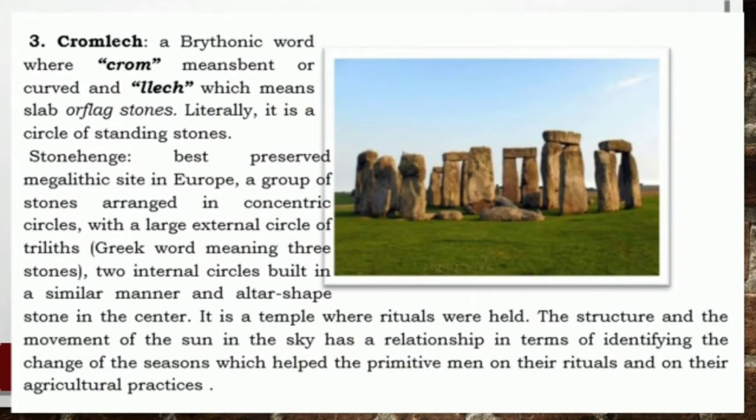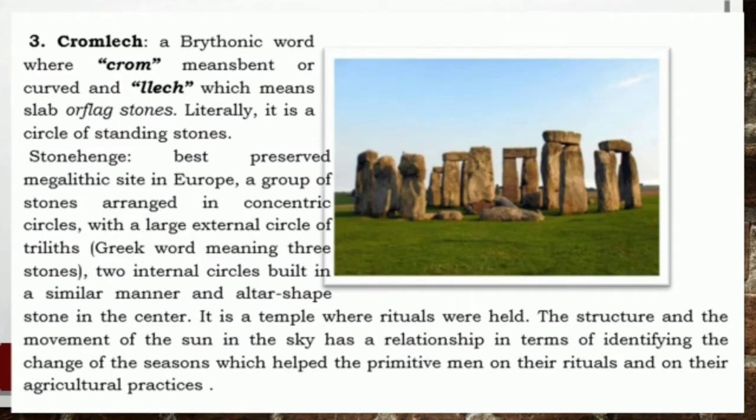Next, number 3, cromlech, a Brittonic word where crom means bent or curve, and lek, which means slab or flagstones. Literally, it is a circle of standing stones. Stonehenge, the best preserved megalithic site in Europe, is a group of stones arranged in concentric circles with a large external circle of triliths, a Greek word meaning three stones. Two internal circles are built in a similar manner, with an altar-shaped stone in the center. It is a temple where rituals were held.